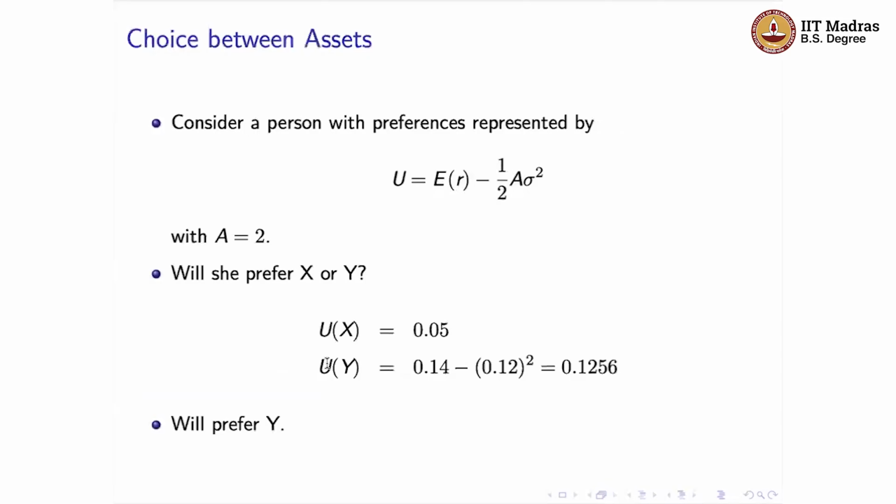Okay, so let's use this person. Suppose that a person has preferences given by this utility function, and suppose that A equals 2, right? So that means that this person is a risk averse person. Now, suppose that this person has a choice between X and Y, the two assets that we discussed before. What would she prefer? In order to answer this, we need to look at the utility that this person gets from X versus the utility that this person gets from Y.